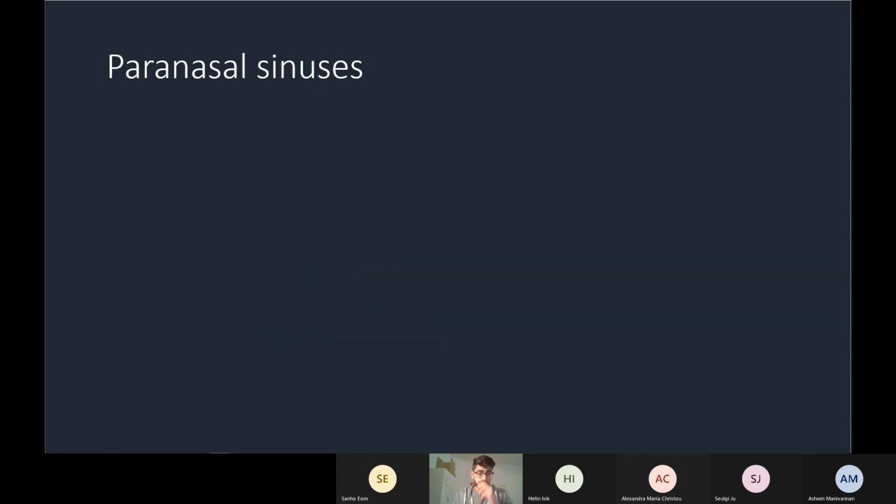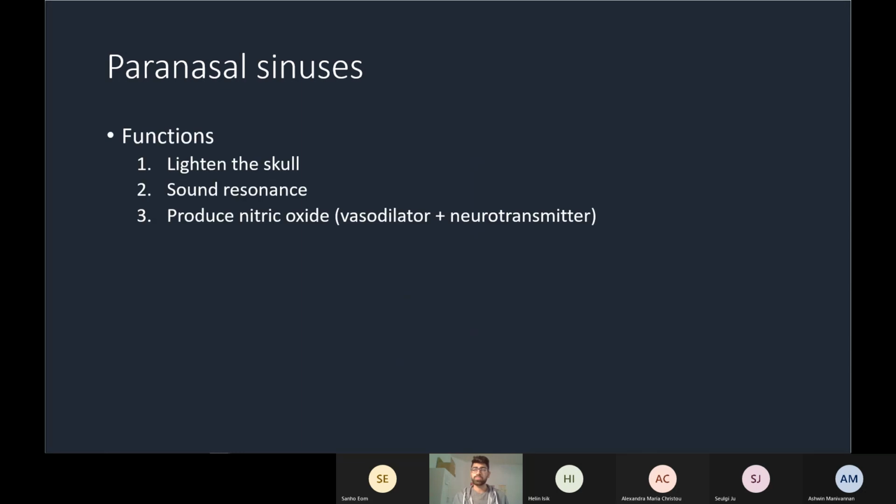Okay, let's move on to the paranasal sinuses. What are they? In terms of functions, they lighten the skull, they assist in production of sound, so sound resonance, and they also supposedly produce some nitric oxide.